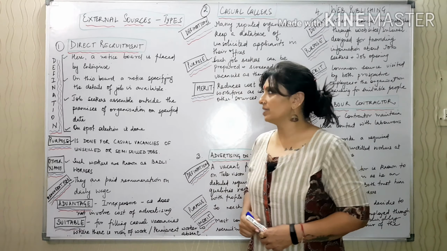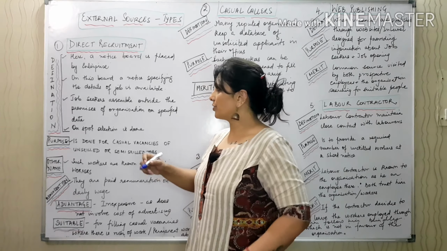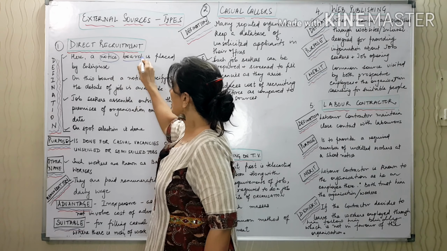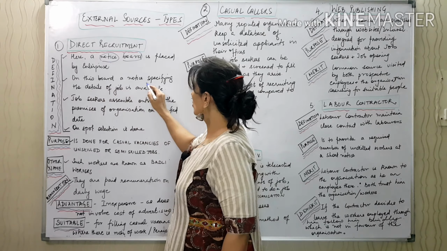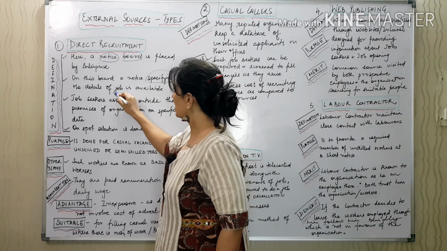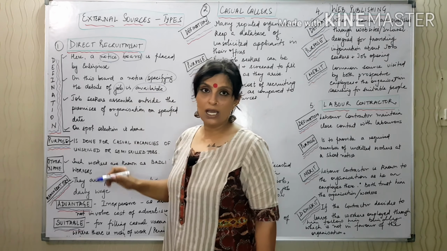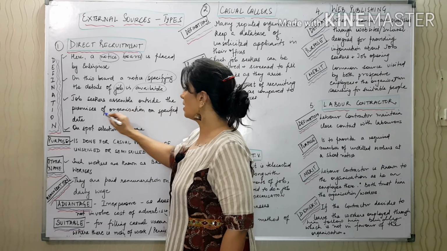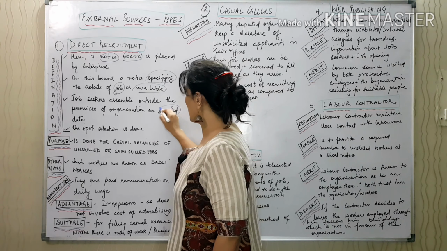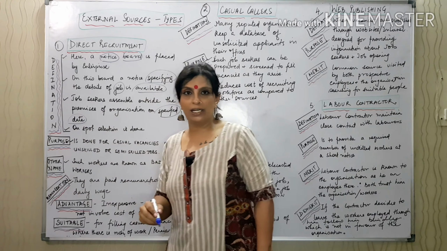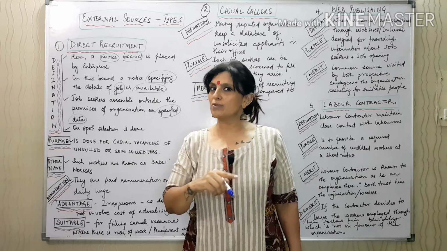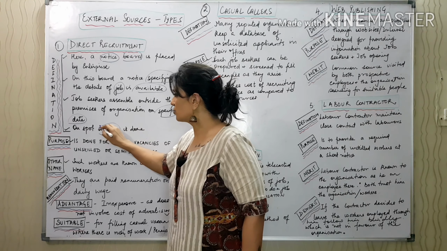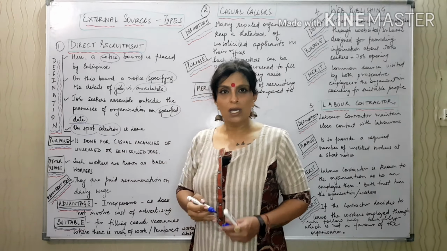Okay, starting with direct recruitment, here a notice board is placed by the enterprise. On this board, a notice specifying the details of the job is available, so you can see what job is to be filled. Job seekers assemble outside the premises of the organization on the specified date. They read the notice board and come outside the organization on the date mentioned on the notice. On-spot selection of the people is done.